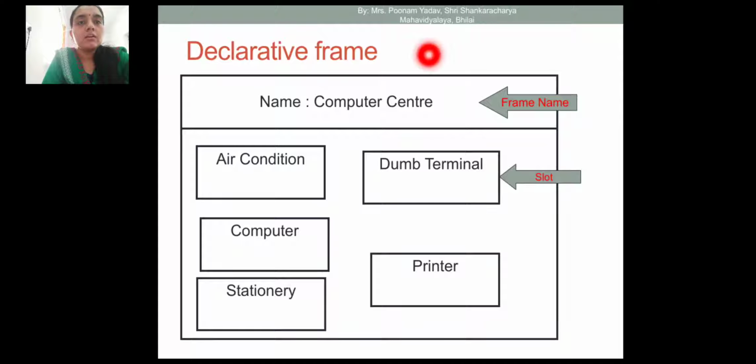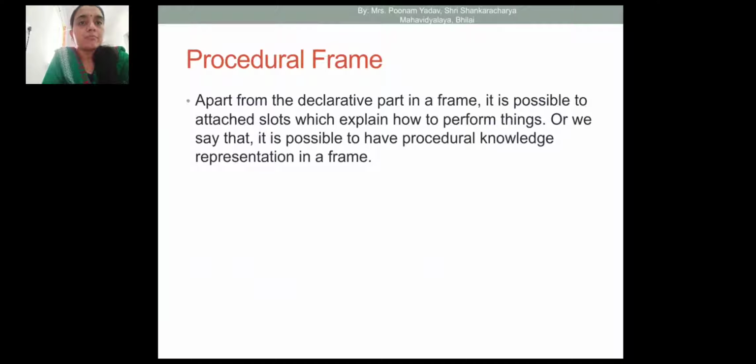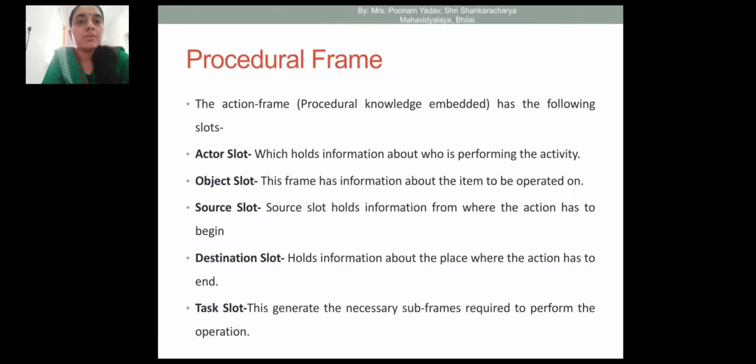Like computer center, this is the name of the frame. These are the slots: air condition, computer, stationery, printer, and dumb terminal. Whenever a particular action is performed for a particular slot, then it will be activated. And the procedural frame has some additional information like actor slot, object slot, source and destination, and task slot.